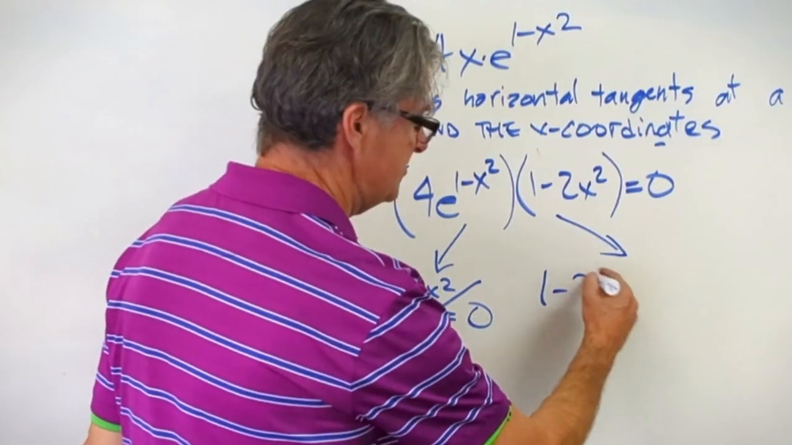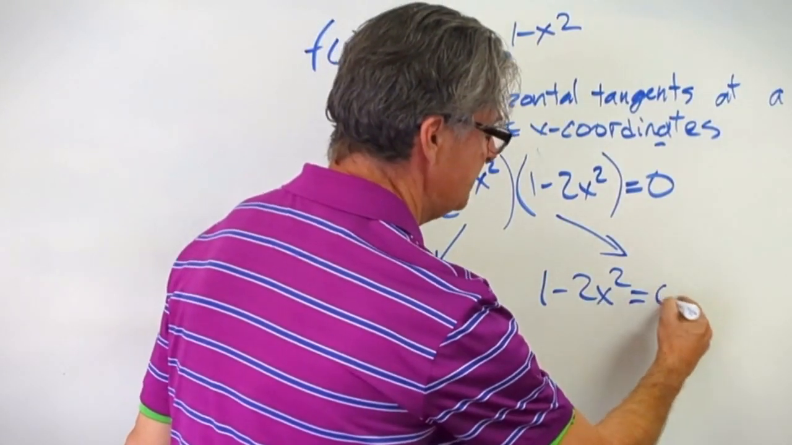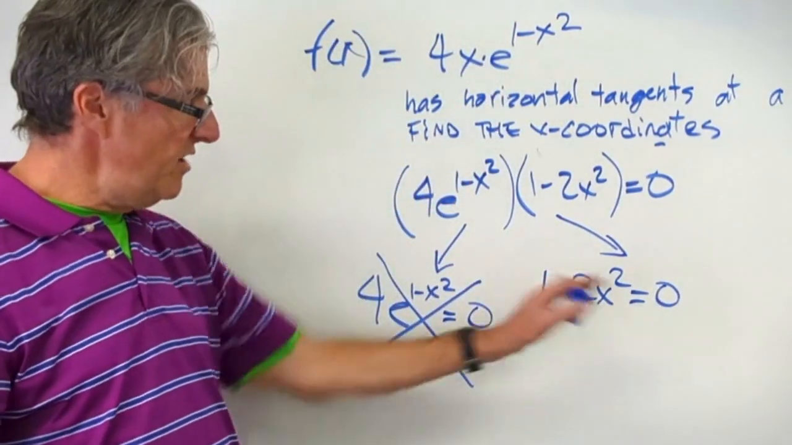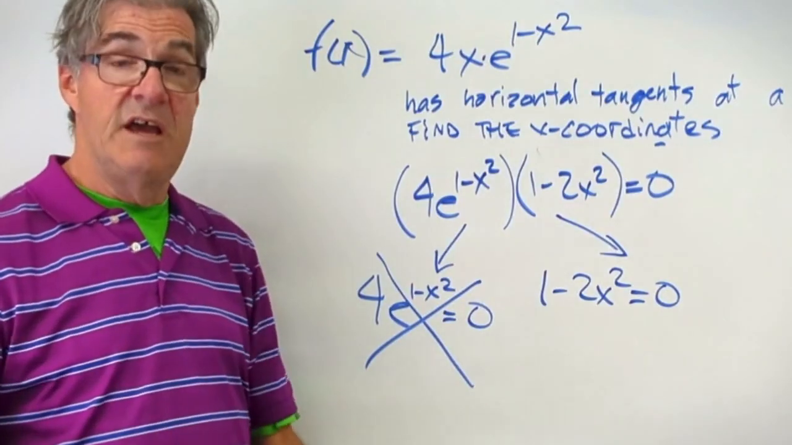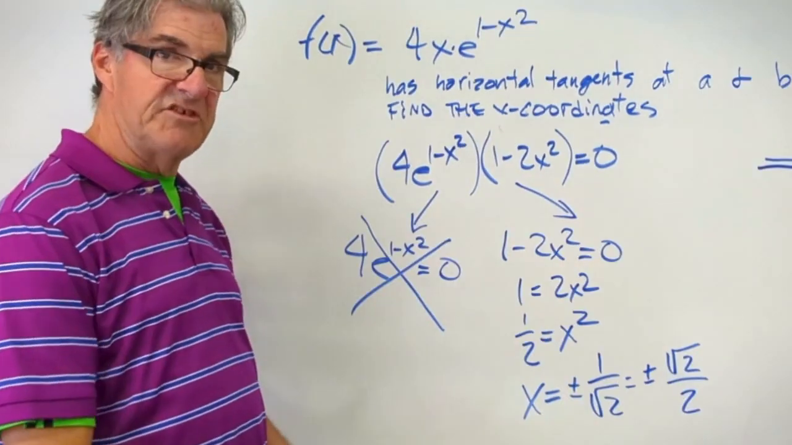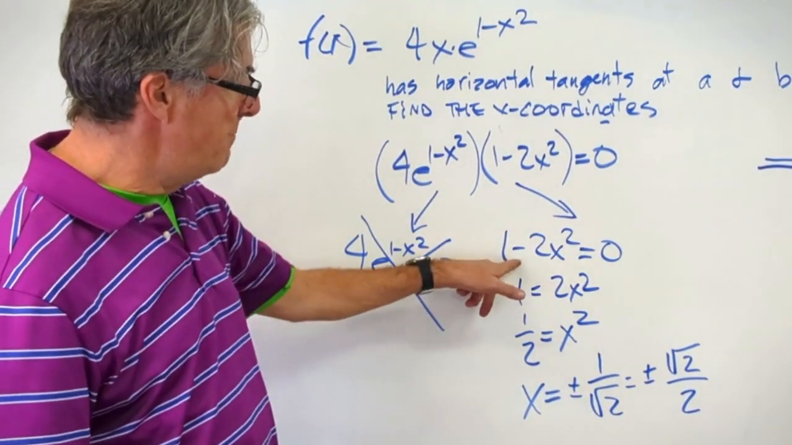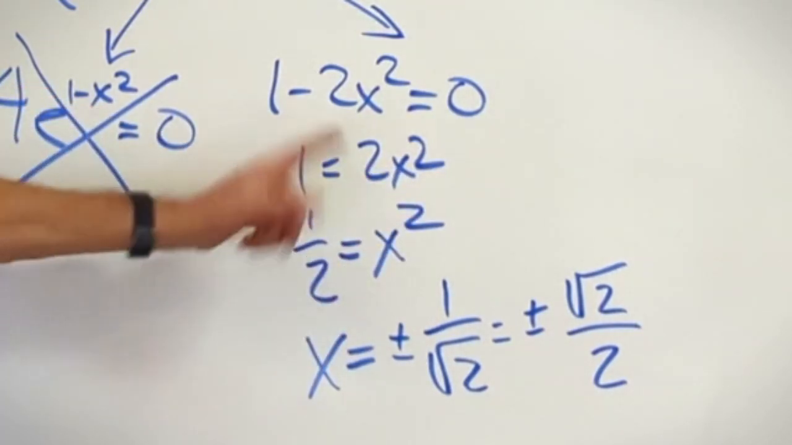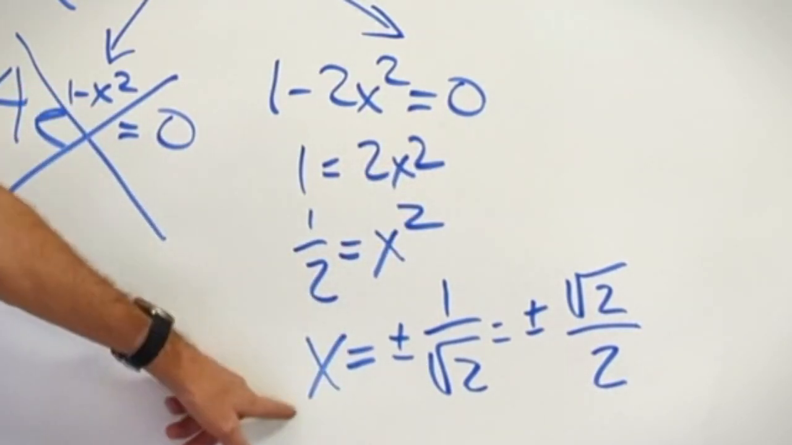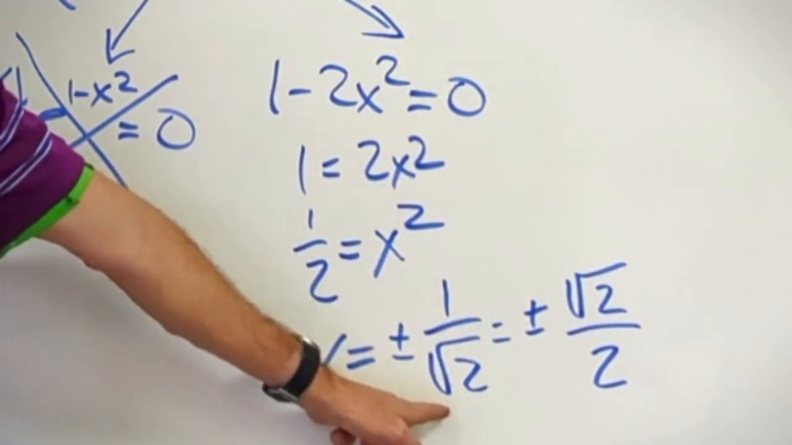I have 1 minus 2x squared equals 0. Now, hopefully you can just go ahead, pause the video, and solve that on down and get our solution. Okay, so check this out. I just moved my minus 2x squared over to the other side, divided through by 2, got a half, took the square root, and I get plus or minus 1 over root 2.